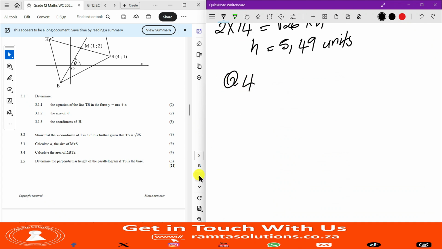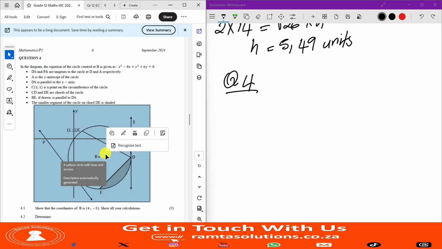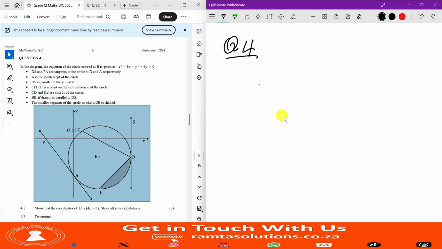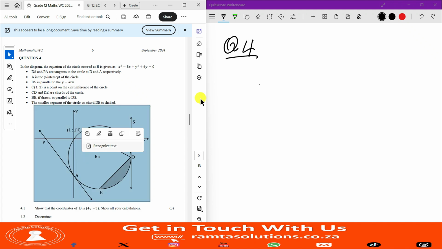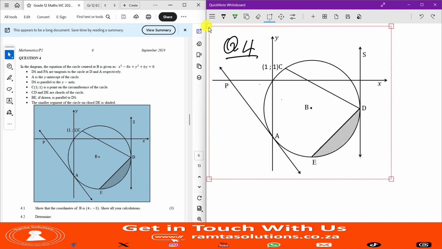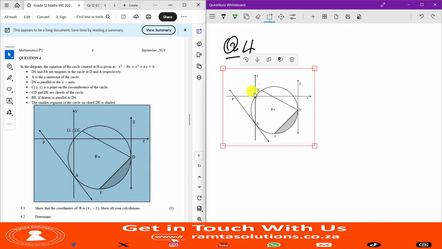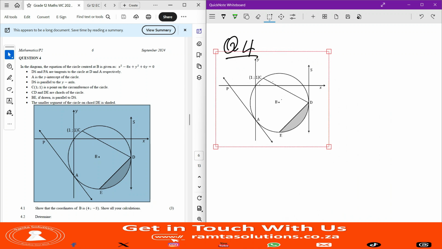Question 4. Let's see what it has for us. So for question 4, I will need to copy this part here and paste it here. Can I copy it? Okay, copy and then paste. So I'm copying it and pasting here. Good. Let me now do the right thing here. Okay. All right. So here it is. Maybe let me enlarge it a bit. Okay, cool.